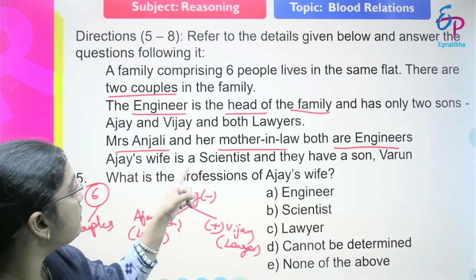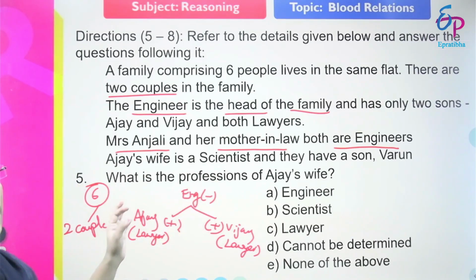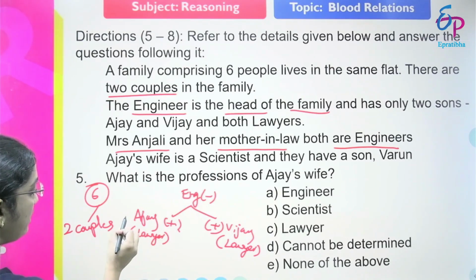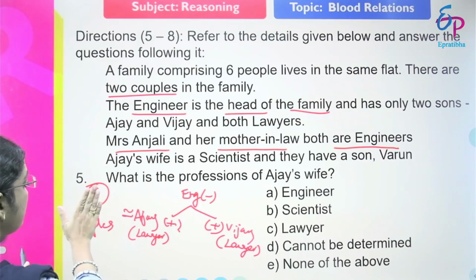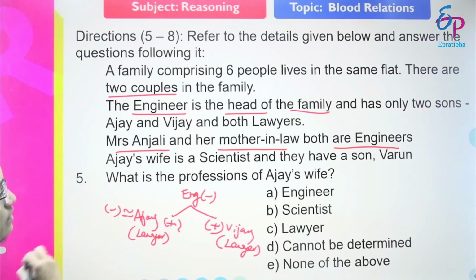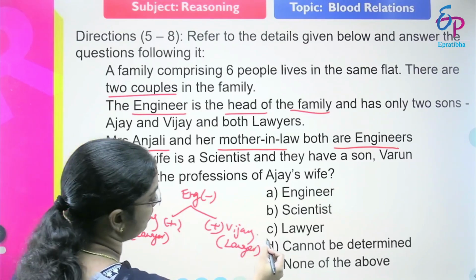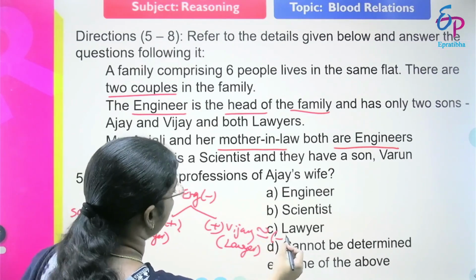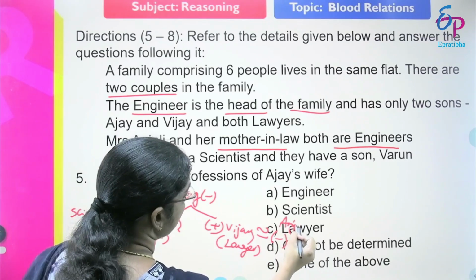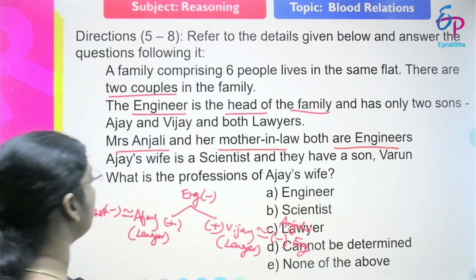Then Ajay's wife is a scientist. Yes, we are getting one more piece of information here. Ajay's wife is a scientist, a female person. So that means definitely we get the chance here: Vijay's wife is Anjali, and Anjali's profession is engineering, engineer.